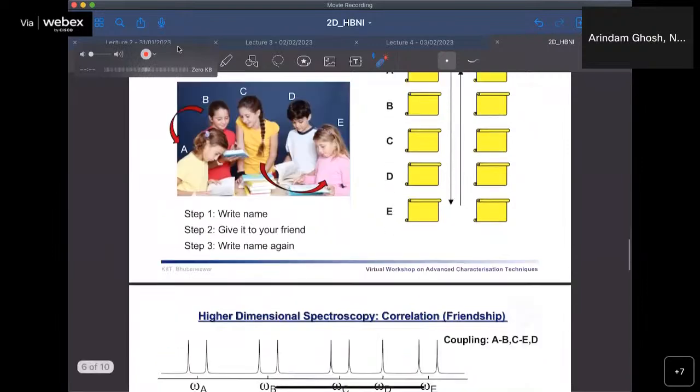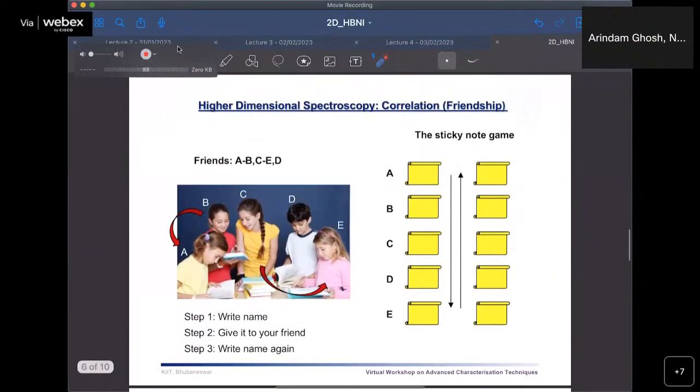And that they did. So basically what they did is, let me see. A has written A, B has written B, C has written C, D, and E. Then they will be exchanging. So A and B will be swapping, so A will come here, B will be coming here, and C and E will exchange, correct?